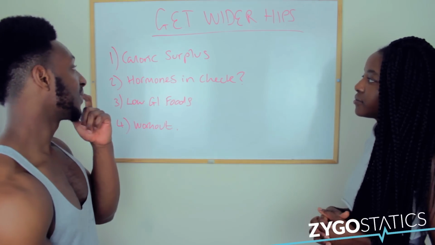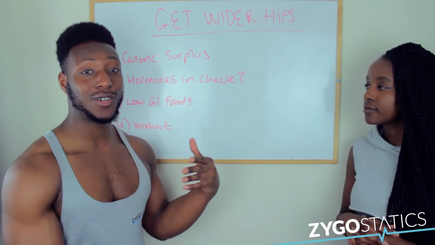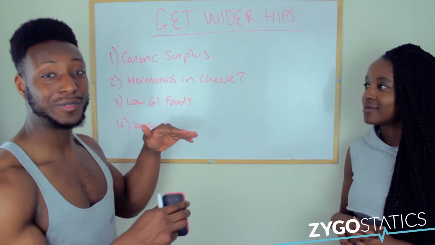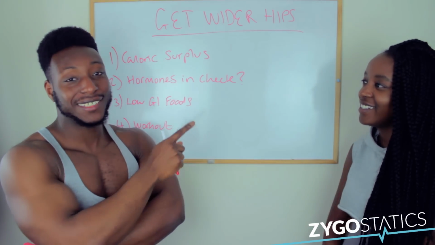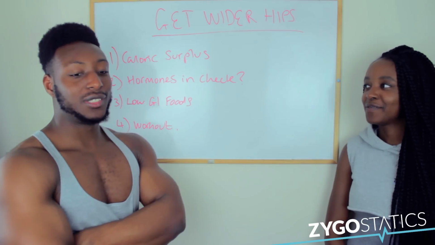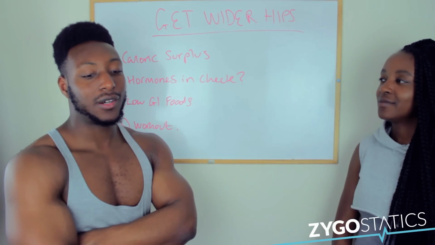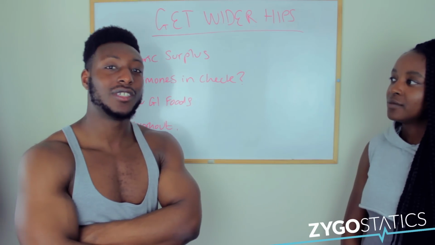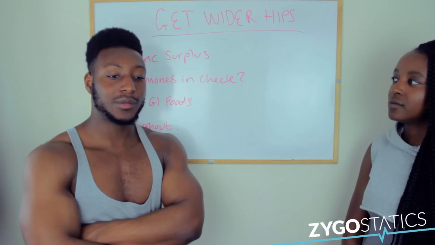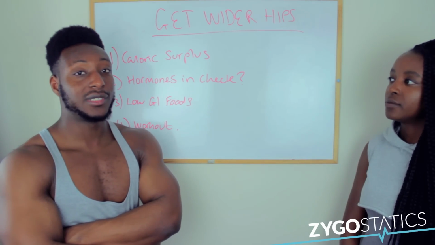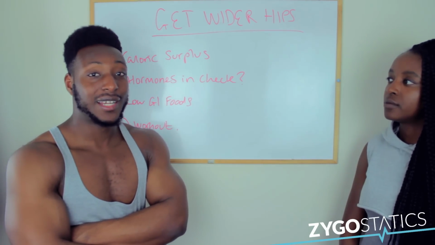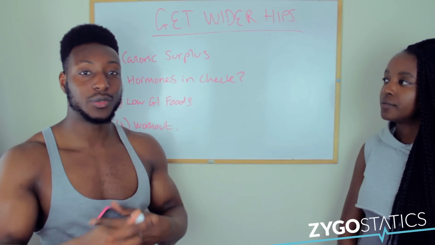So number two, you want to check that your hormones are in check. How do you check if your hormones are in check? What you need to do is work out whether you are taking anything that's going to affect your hormones. For females, I'm talking about contraceptive pills. That can affect your hormones. Anything that affects your hormones can obviously change the distribution of fat.